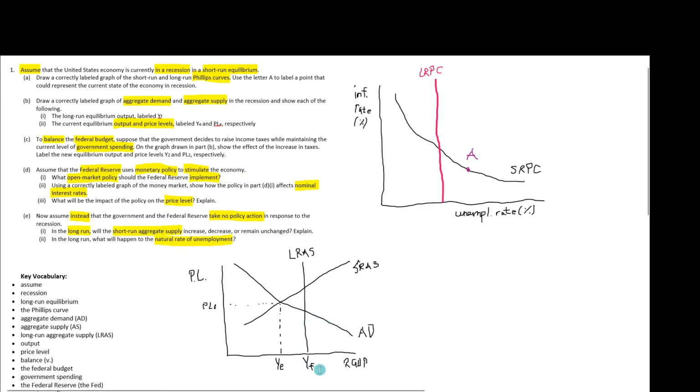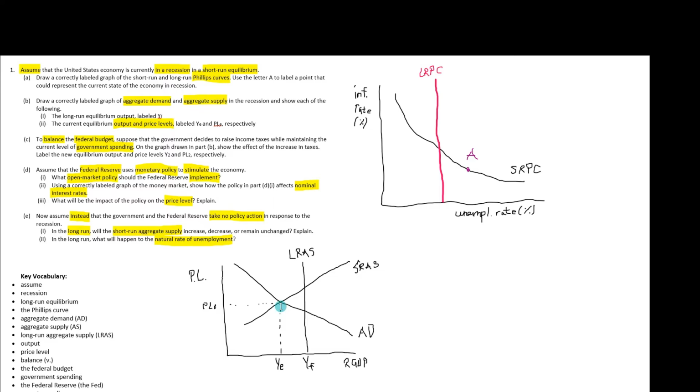Okay, it's interesting that the little f in the YF, you can think of it as full employment, okay? And that would be, you're on your LRPC here. But look at this, we've got an intersection to the left of the LRAS here, which tells us also that our unemployment rate is higher than the natural rate of unemployment, okay? So if you're over here to the right on your Phillips, you're going to be over here to the left on your ADAS, okay? They're kind of like mirror images.